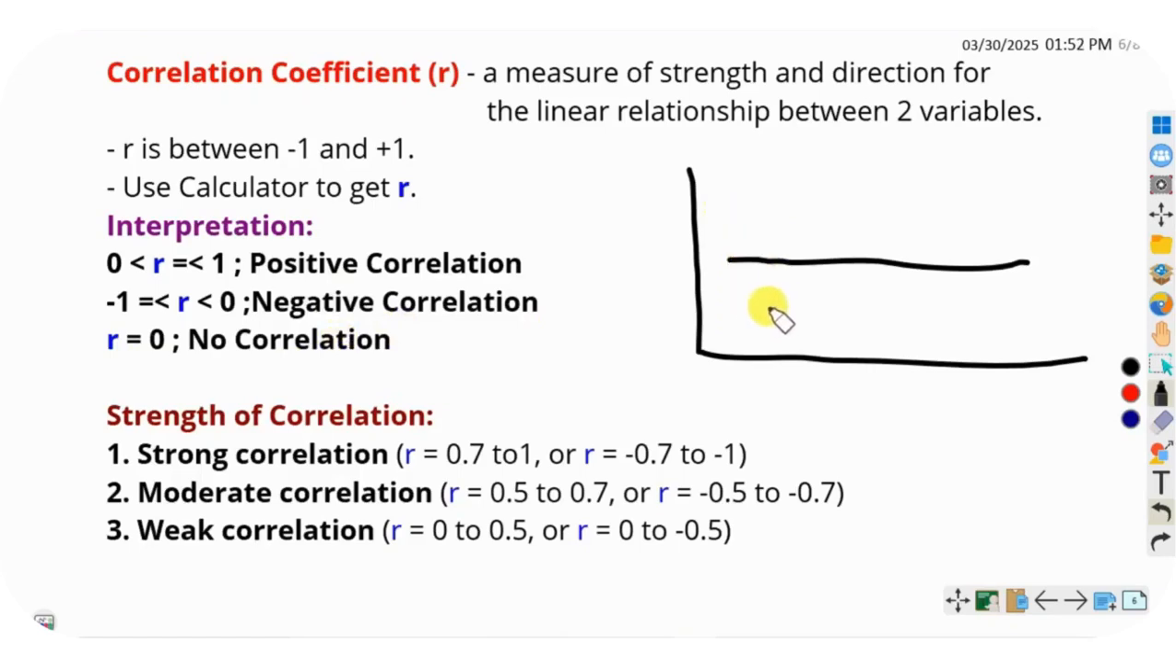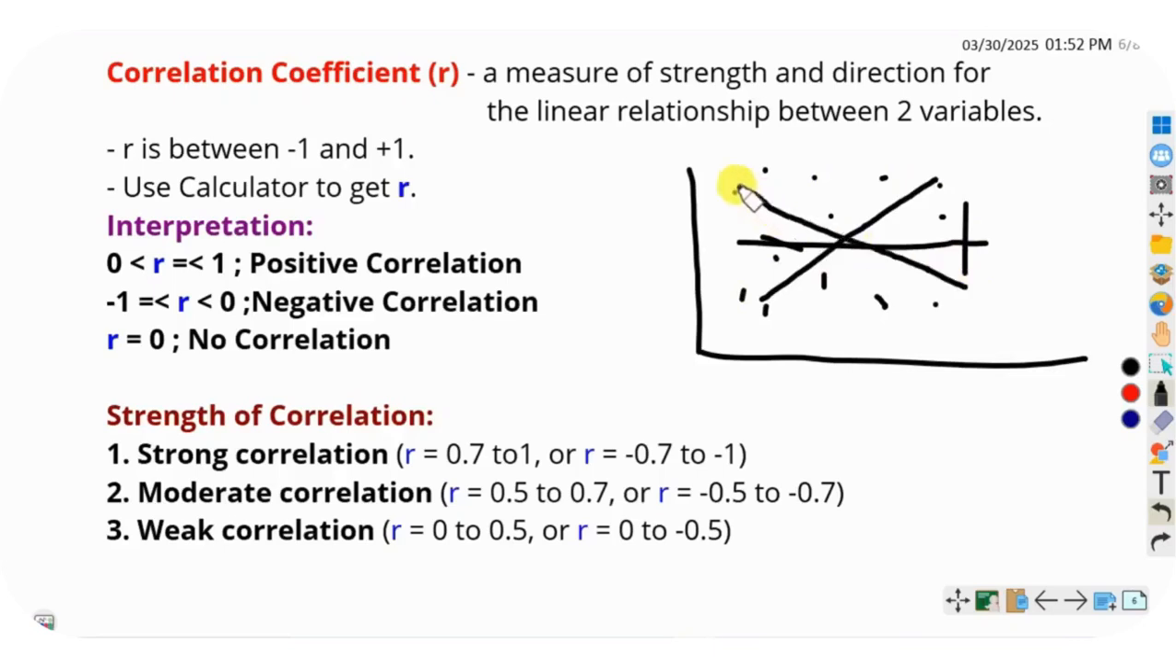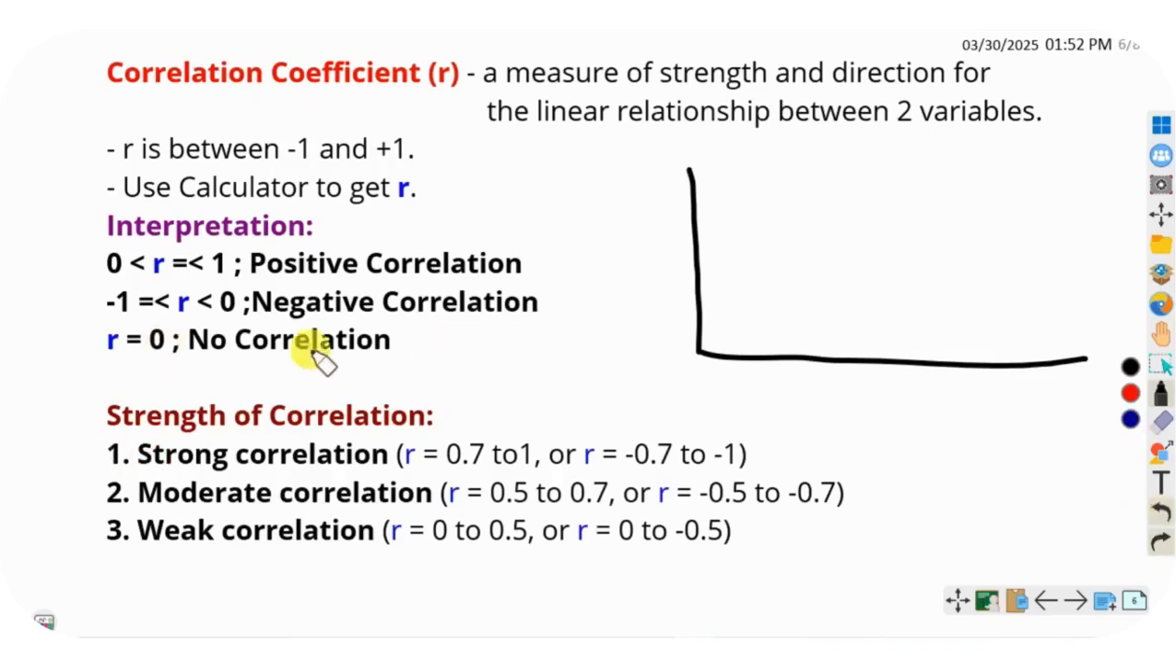Sometimes in another case you find that the information is scattered in a way that there's no way you can draw a line. You don't know if the line is going to be like that or like that. Because the information is scattered everywhere, you are unable to draw a line of best fit or represent the data with a line. So there's no correlation there, and R is going to be 0.